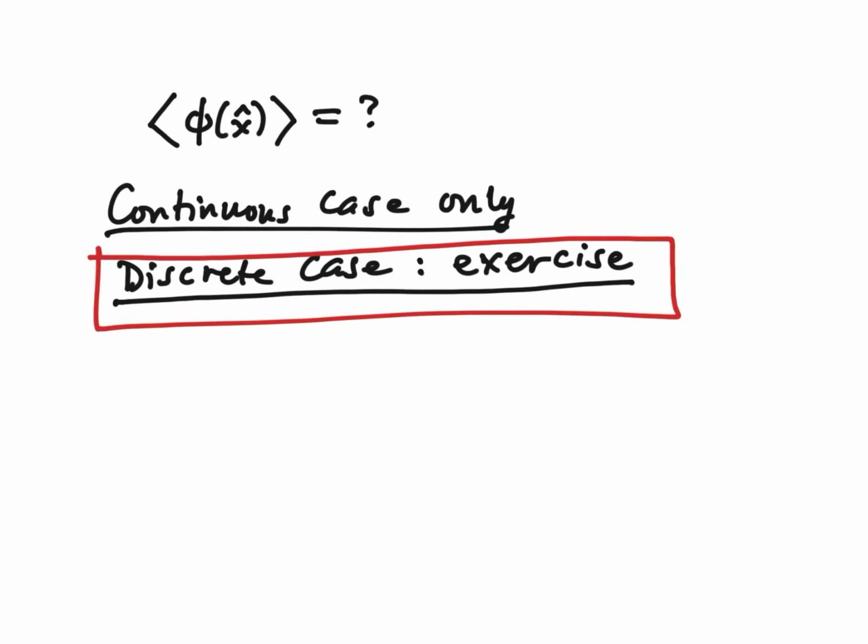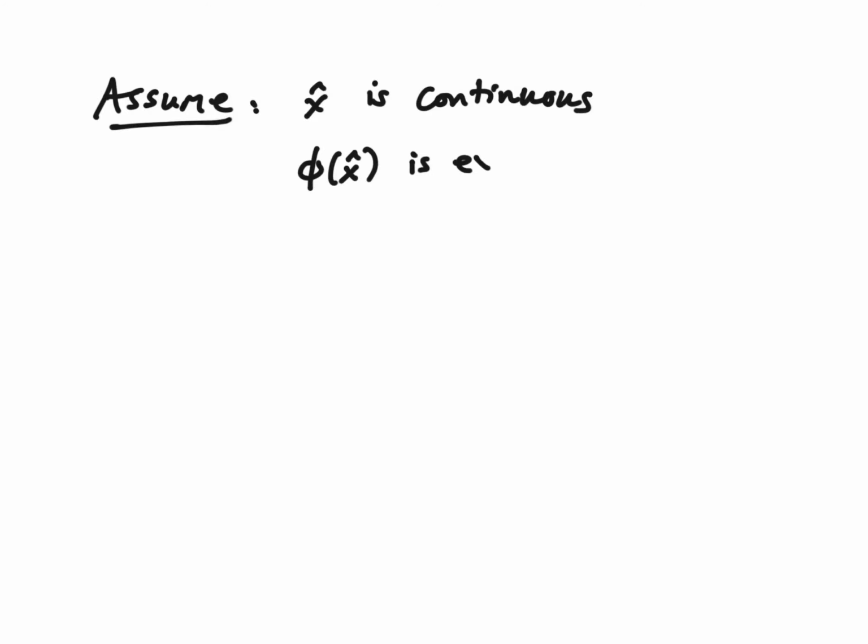All right, so let's start taking a look at this. So we're going to assume throughout the rest of the video that x hat is continuous, and that phi of x hat, which is a new random variable, is expectable. Actually, no, I don't want to assume that. I want to test how to figure out if that's true. So okay, for now, let's just assume that x hat is continuous, and its density is f. Its density is little f.